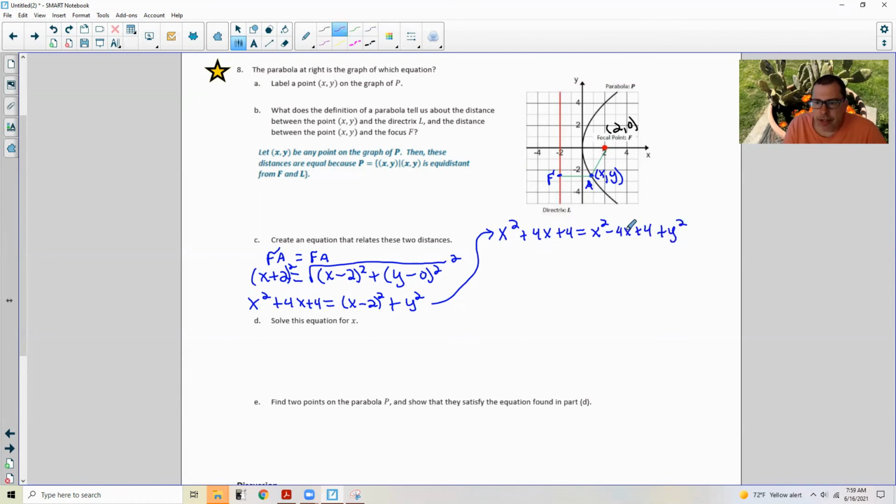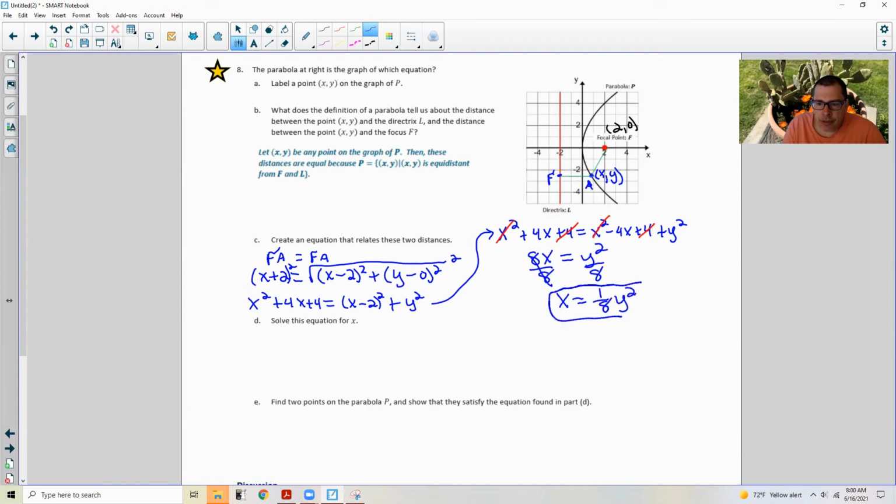All right, so things are going to happen now. We have a positive x squared here, a positive x squared here. They cancel. And I have a plus 4 here, I have a plus 4 here. They cancel. And then I'm going to add 4x over to this side, giving me 8x equals y squared over here. Divide both sides by 8, and I get x equals 1/8 y squared.